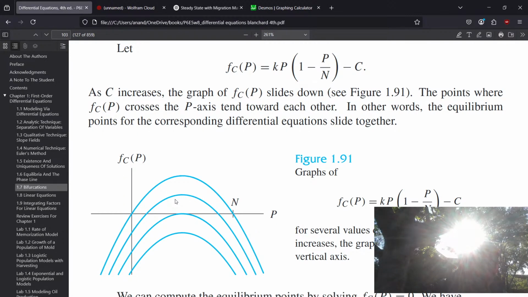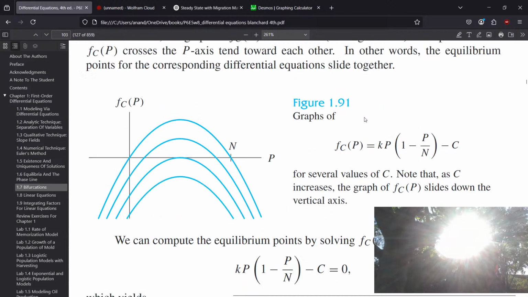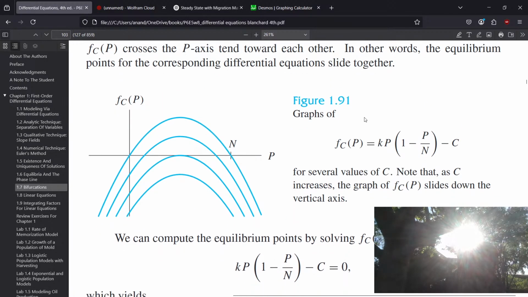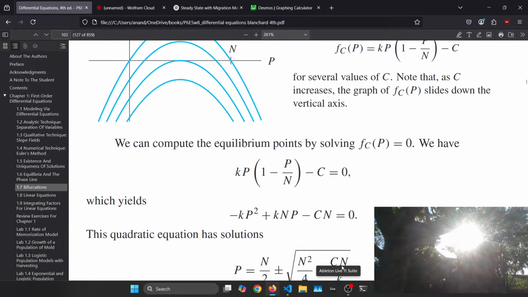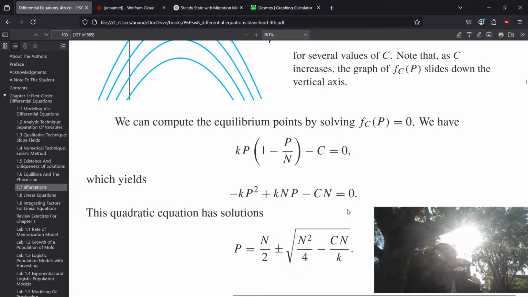What? The points. They're saying, okay, yeah. In other words, the equilibrium points for the corresponding differential equations slide together. We can compute them. Okay, so here we go.